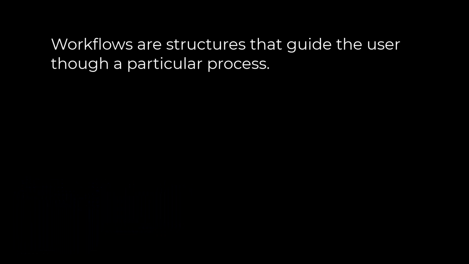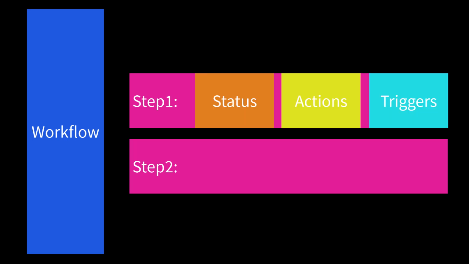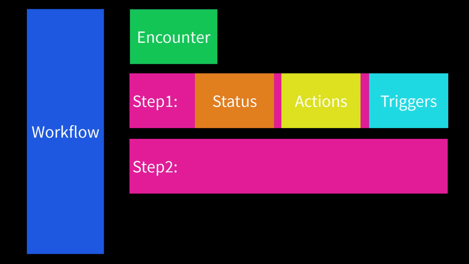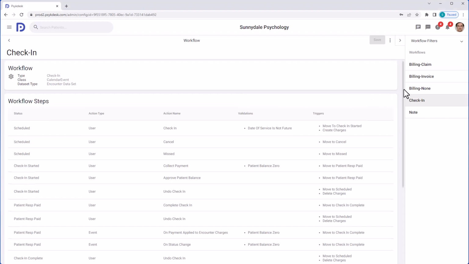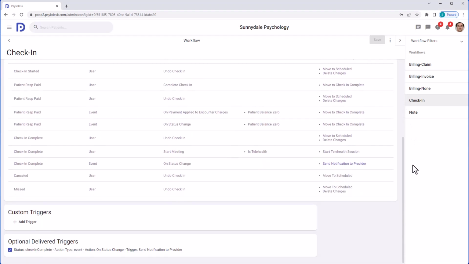Workflows are structures that guide the user through a particular process. They provide edit checks, trigger events, determine what actions can be done next, and provide insights into progress. Workflows are made up of steps, which in turn are made up of statuses, actions, and triggers. Each workflow is associated with one item in Psykdesk, such as an encounter, and you can see the details behind each Psykdesk workflow under Config Workflows.